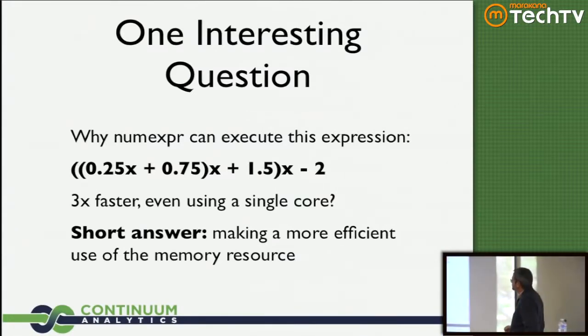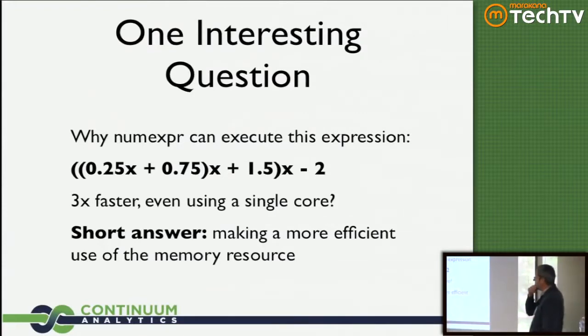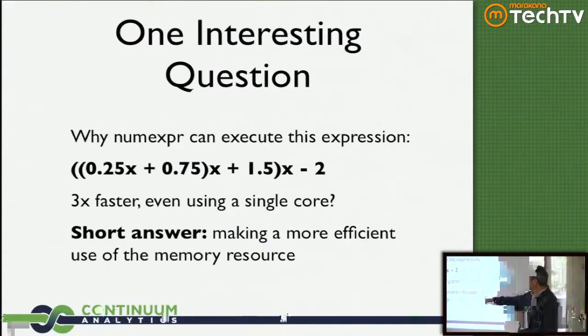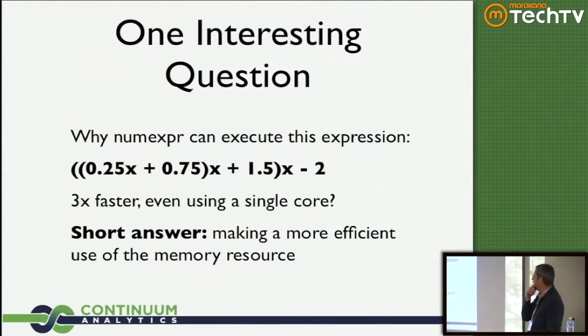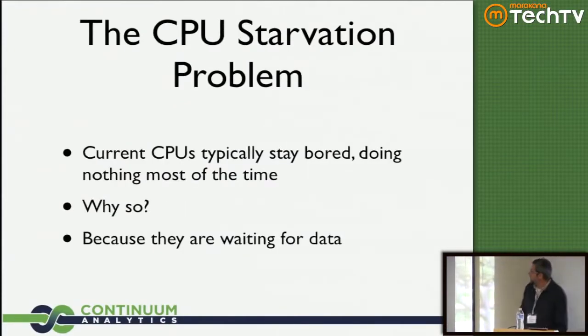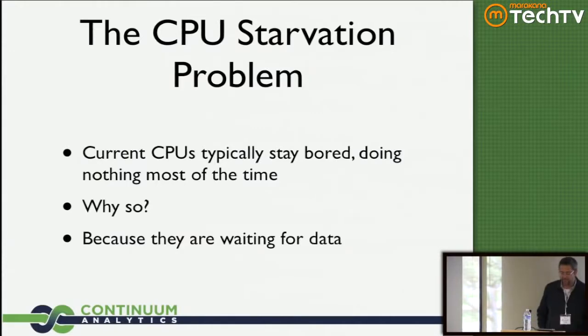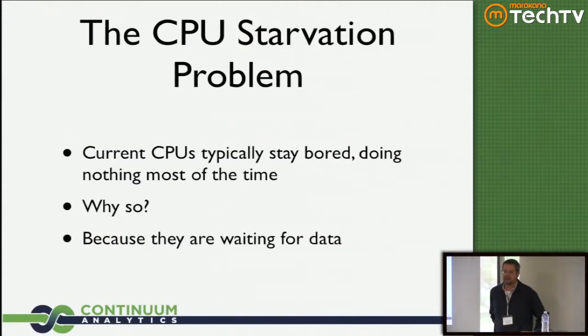Well, so Numexpr is executing this expression around three times faster than NumPy. So the short answer is that it can do that because it makes a much more efficient use of memory resources. This is the short answer, but in order to explain things in detail, let me tell you about the CPU starvation problem that most of our current CPUs are suffering.